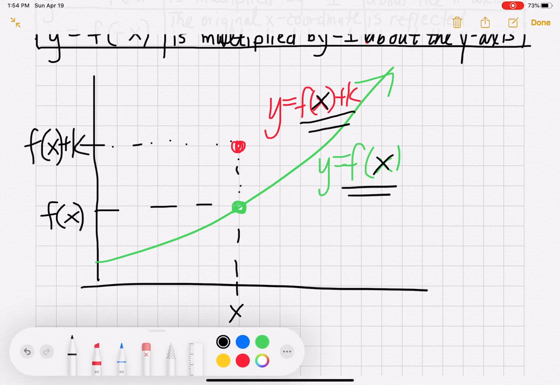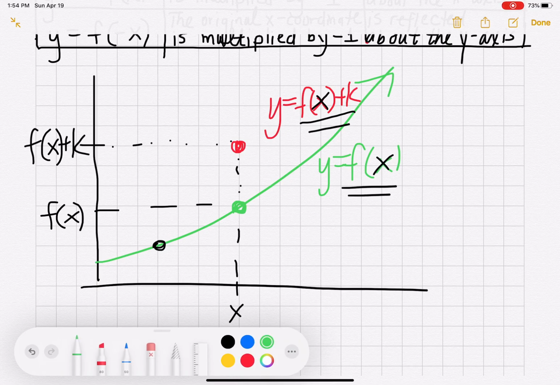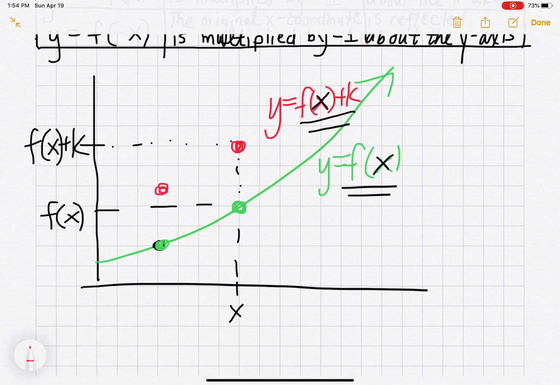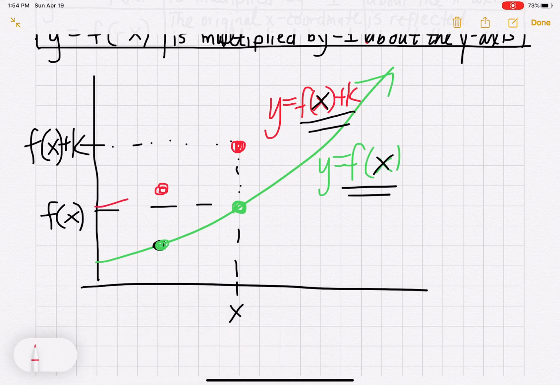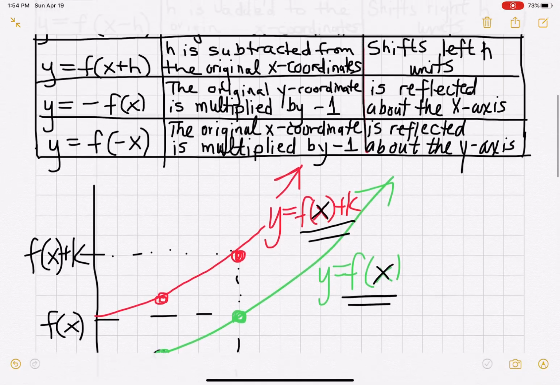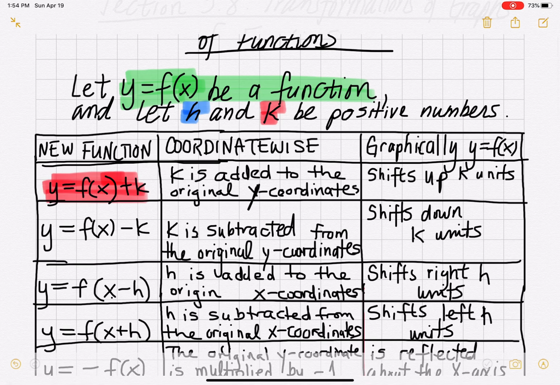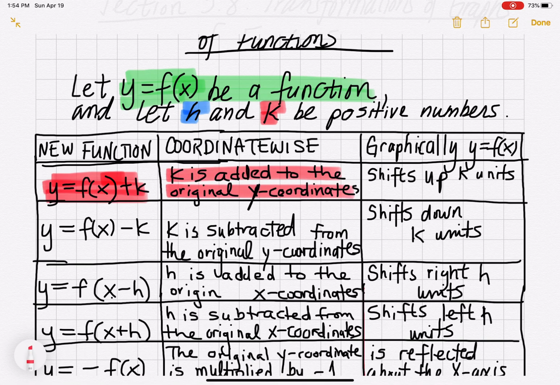So if you take any other green point, let's say I had a green point over here, that's going to get shifted up k as well, right? It's going to move up to maybe here or something. So basically all the green points are going to get lifted up by k units, so everything's going to shift up by k units. So I described that in my table here, right? If I take f of x plus k, I add k outside of the house. That adds k to all the original y coordinates. That shifts your graph up by k.